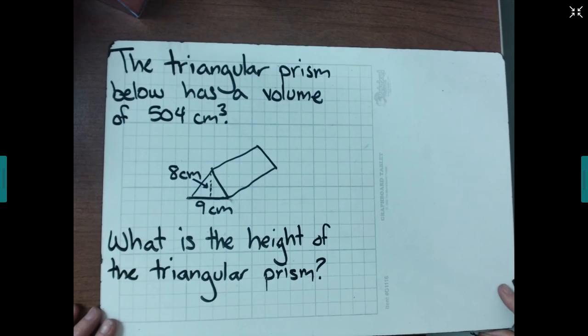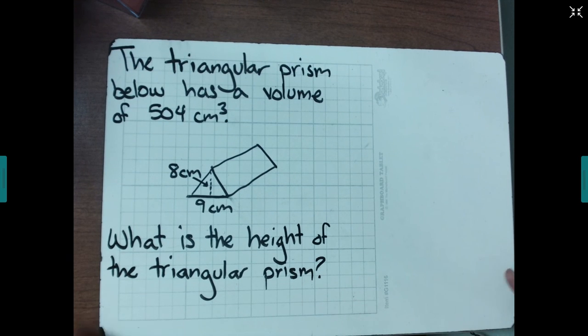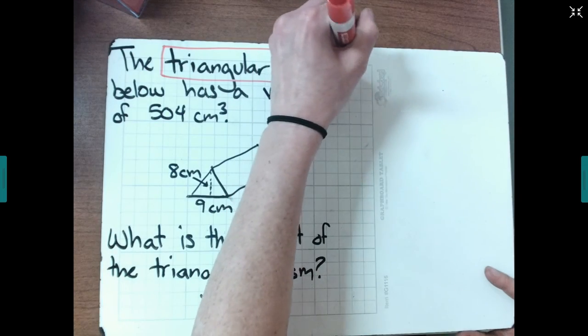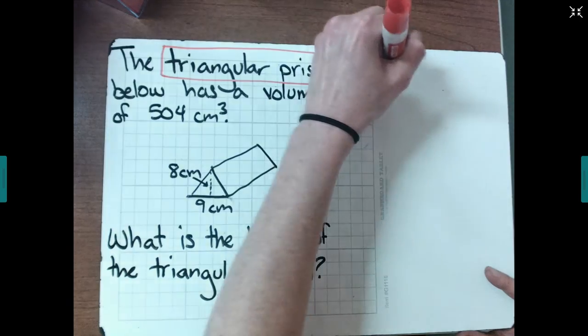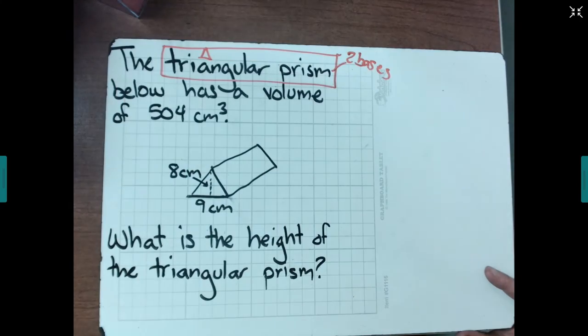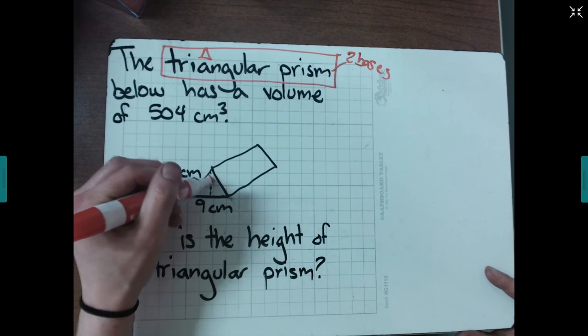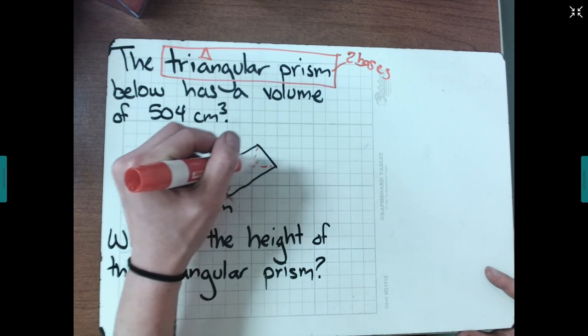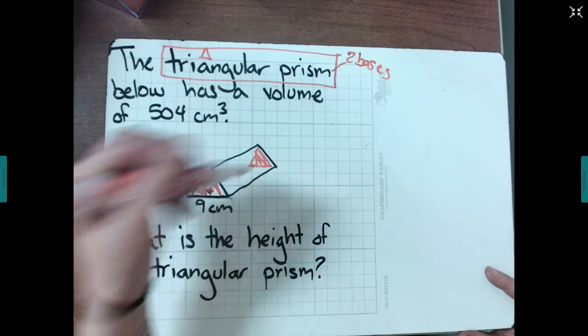Okay, so let's go ahead and look at our first problem. The triangular prism below has a volume of 504 cubic centimeters. What is the height of the triangular prism? Okay, so we already know that this is a triangular prism. That means I have two bases, and they are triangles. So I'm going to identify, oh, here's a triangle, and then there's a hidden one right here, right?